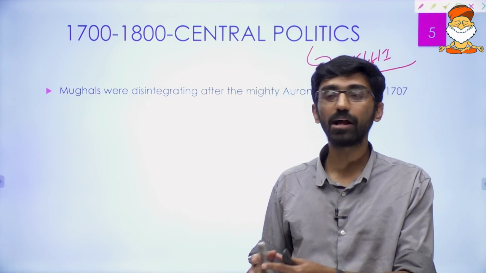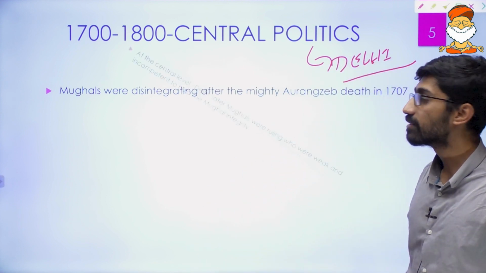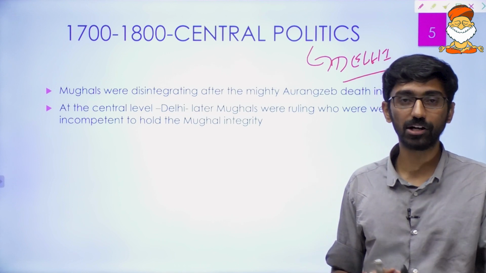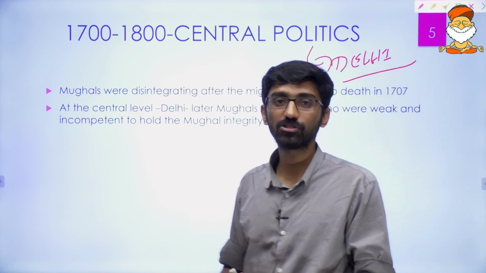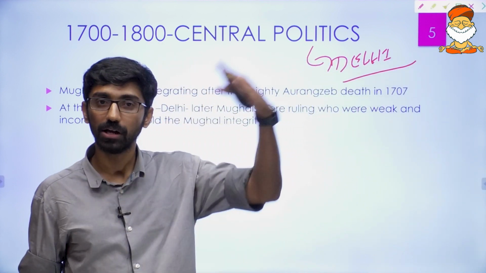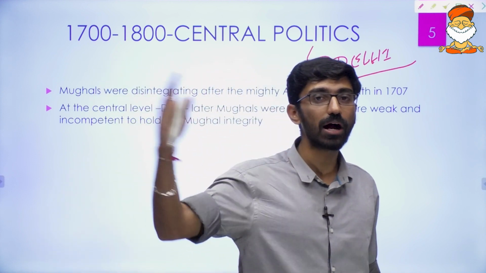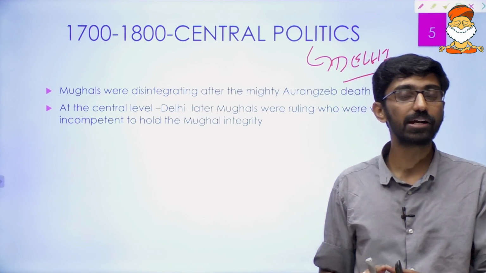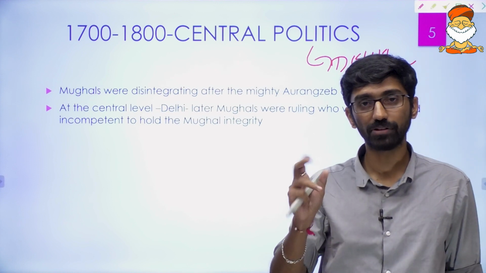Okay, but what happened after Aurangzeb's death is that the Mughal empire started to disintegrate. The breakup of the Mughal empire started to happen, and this empire stretched from northern India to southern India, and from the northwestern part of the subcontinent to Assam. So almost 80 to 90% of the entire subcontinent was part of the Mughal empire.